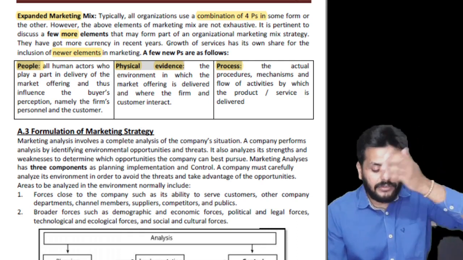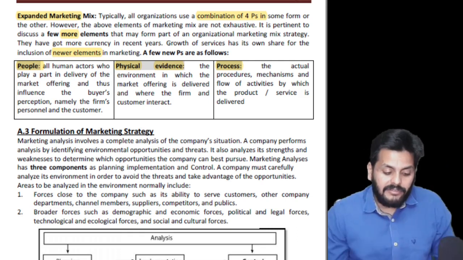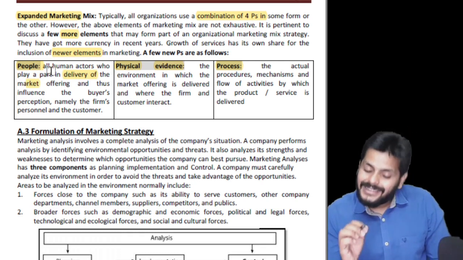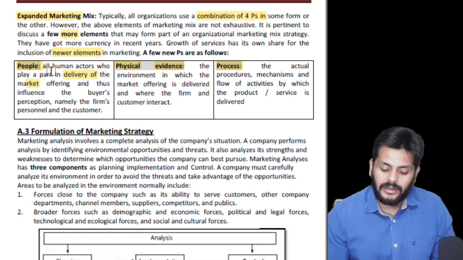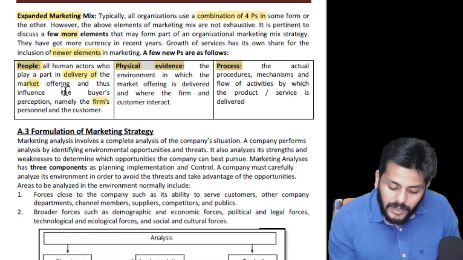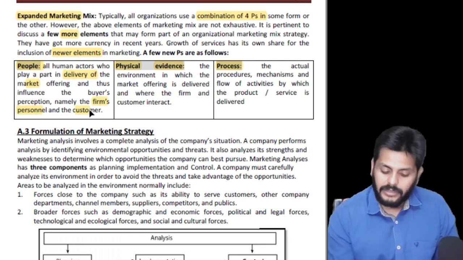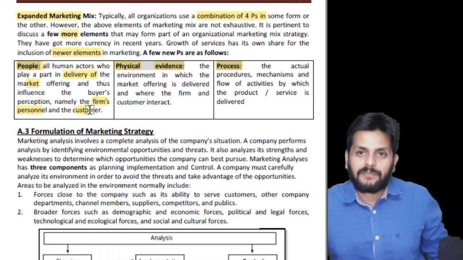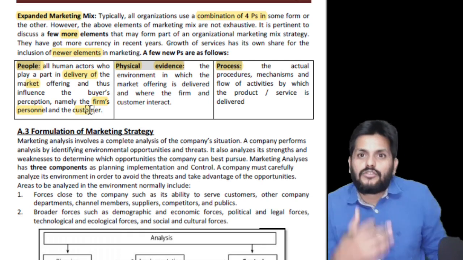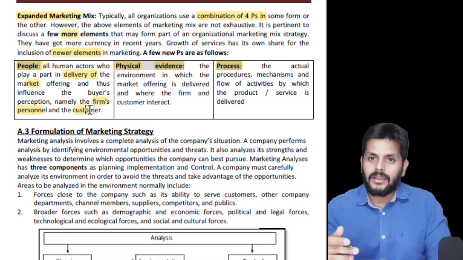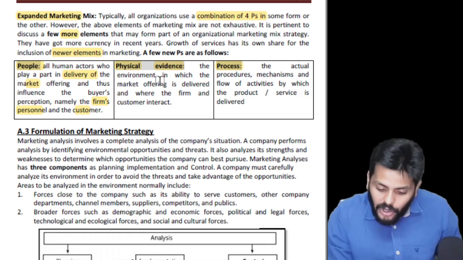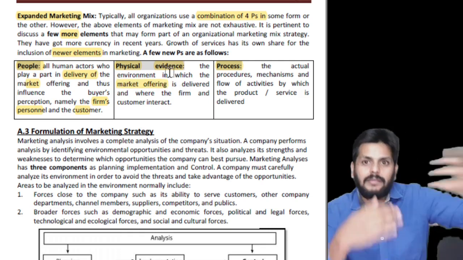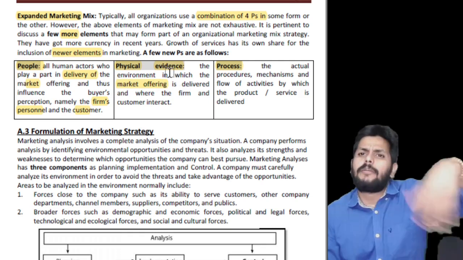All human actors who play a part in the delivery of market offering, and thus influence the buyer's perception. Namely, who are those? The firm's personnel and also the customer. Customer also human being only, no, end of the day. You're not selling to some robots. So people, without people, the story is not there. That's what they're trying to tell you. Two, physical evidence is nothing but the environment in which the market offering is delivered, where buyers and sellers interact, or where customers and you interact. An environment.